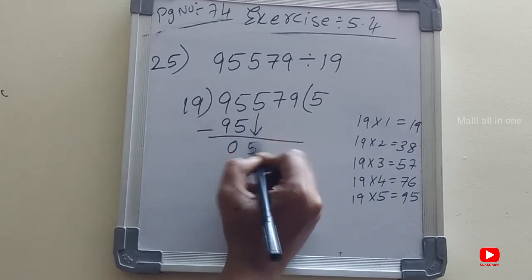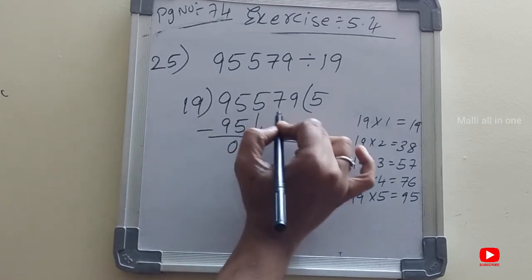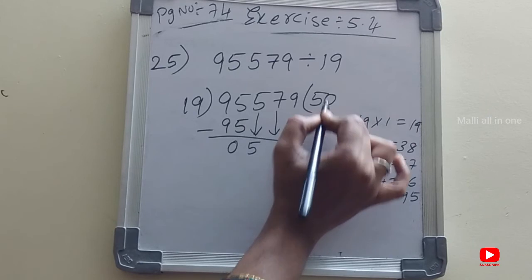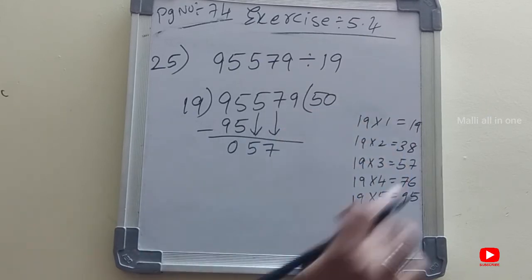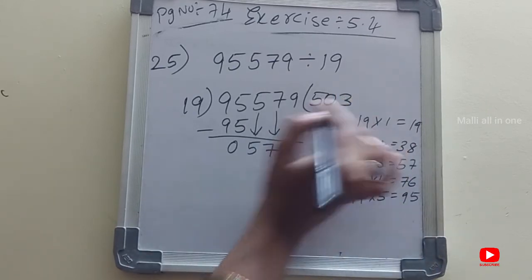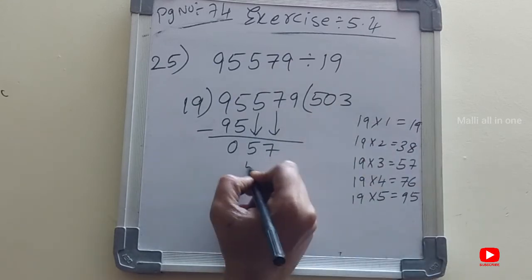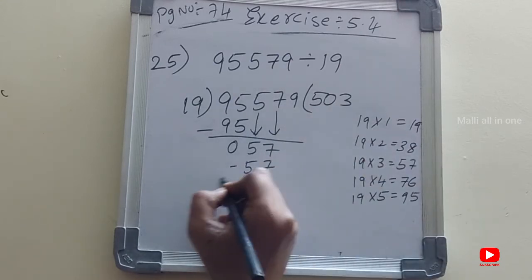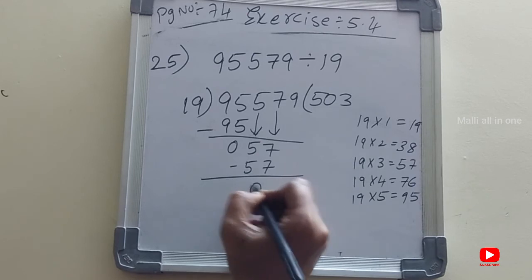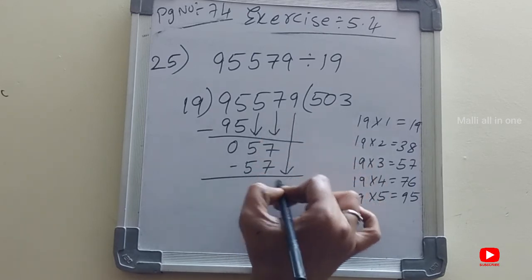5 comes down. 5 is a small number compared to 19. So we should take one more number. So 0 here, right. 57. 57, when does it come? 3. 19 threes are 57. 57 minus 57, 0. This 9 will be there, no. That comes down now.